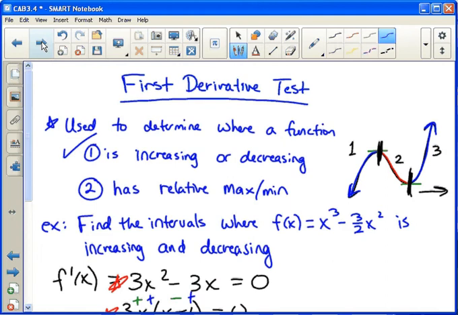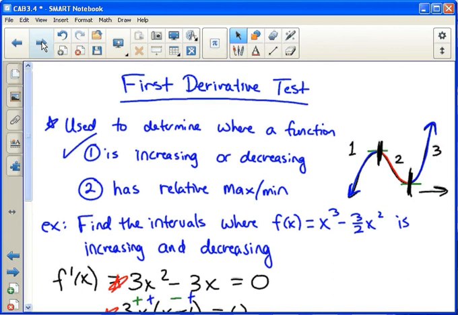If you've already done the increasing and decreasing part like we have, the max and min is a piece of cake. So I'm just going to go back through these same three examples and show you how to find the relative max and relative min using the first derivative test. So let's look at this one. This is our first example again.